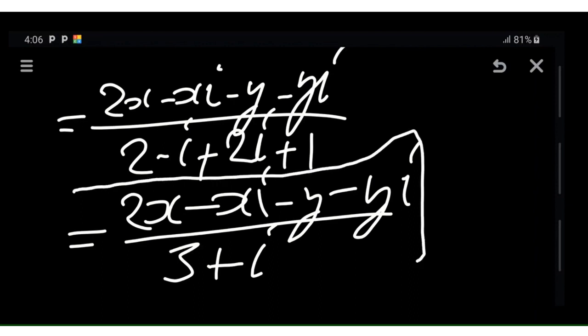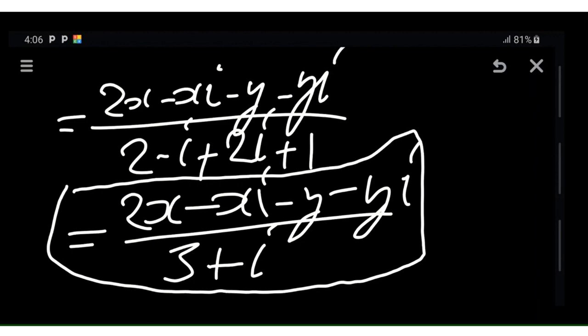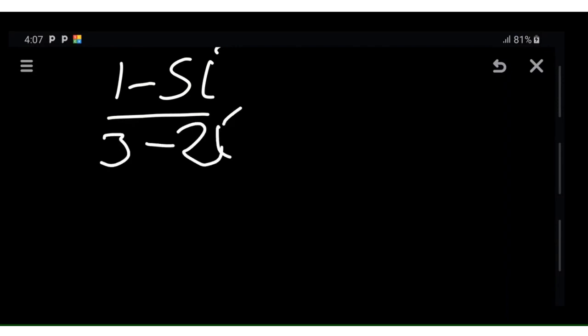We keep this somewhere there. Now we go to this one. Remember we had this equation, which equates to 1 minus 5i over 3 minus 2i. For this part, we rationalize the denominator. We need the values of x and y.